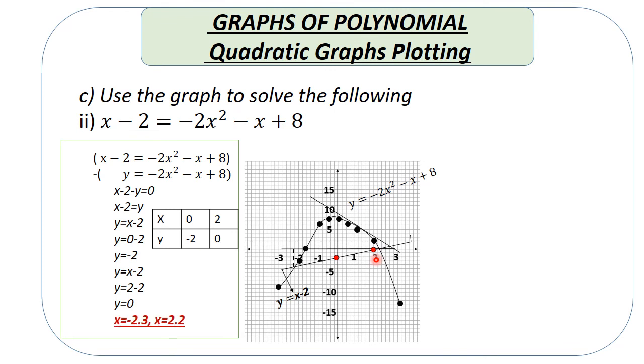So the 2 points are negative 2.3 and 2.2. So these are your answers. x is equal to negative 2.3 and x is equal to 2.2. So this is how to solve this question.